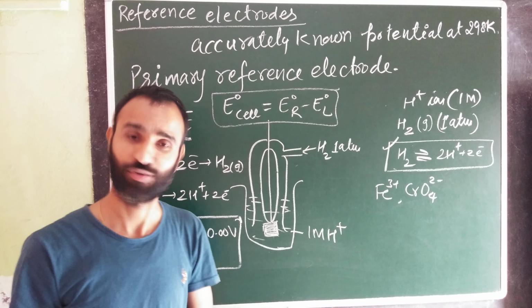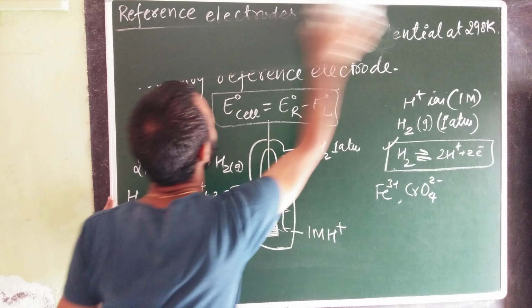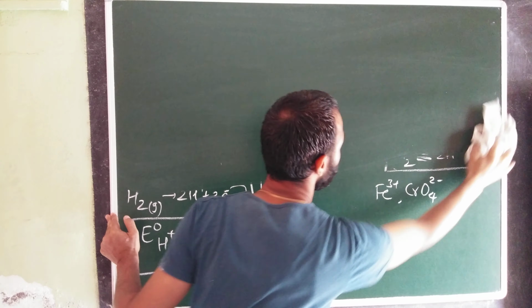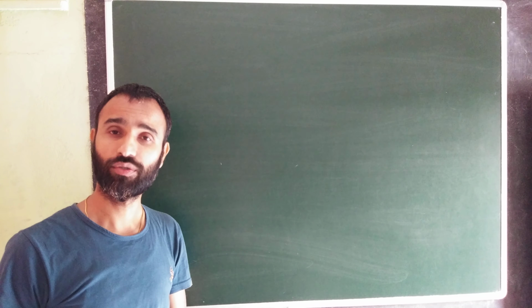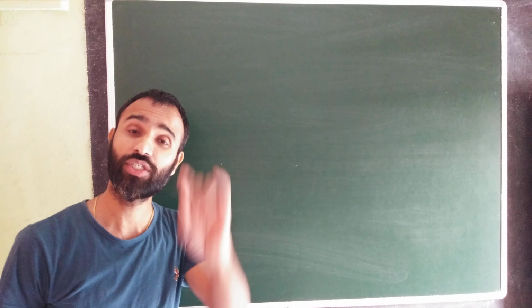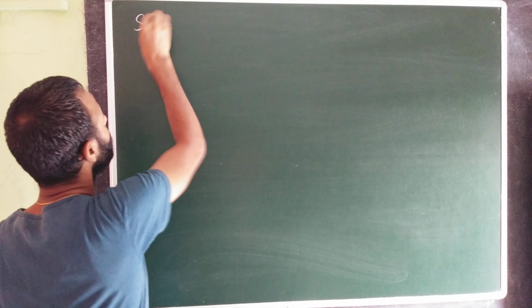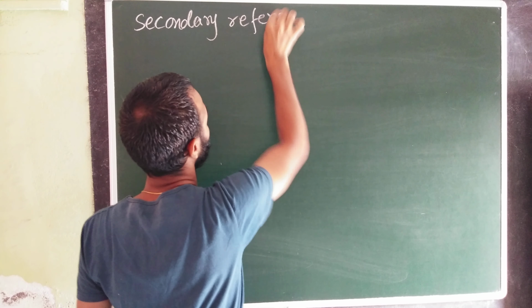Okay, so that means if it is not possible to set up this electrode, we use secondary reference electrodes. Okay, so let us discuss secondary reference electrodes. Secondary reference electrodes are those which are compact, whose potential is reproducible, they can be used with reducible ions, okay, and at the same time their potential is known accurately at 298 Kelvin.